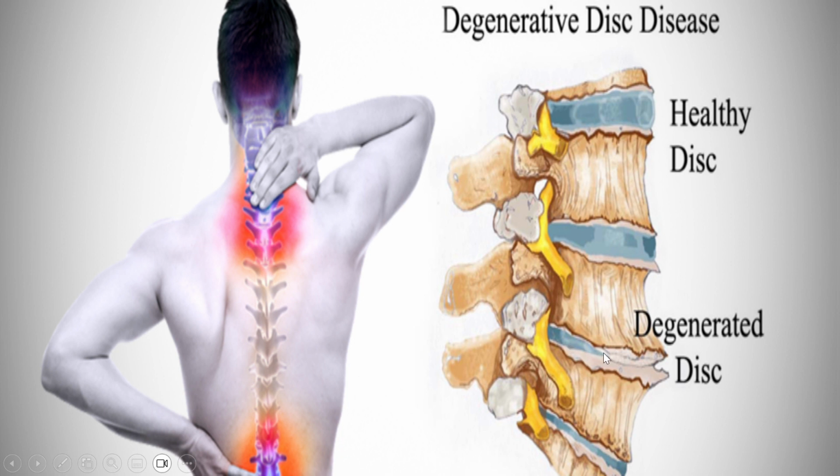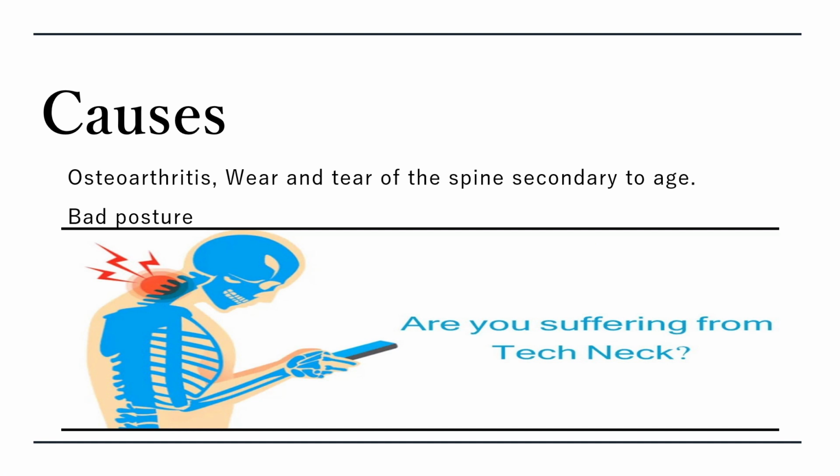You can't see that much of the disc itself, and as we mentioned earlier, the disc is like jelly, so it gives flexibility. That's why with age, we lose the flexibility in our movements, and we also always feel a bit stiff, especially in the morning. So that's the first cause.